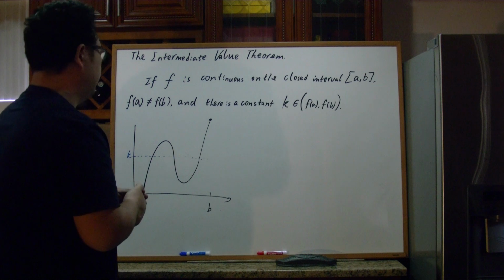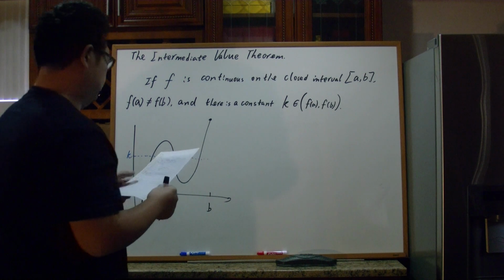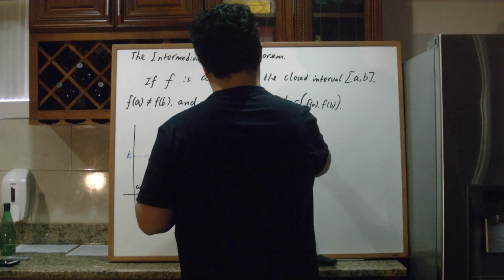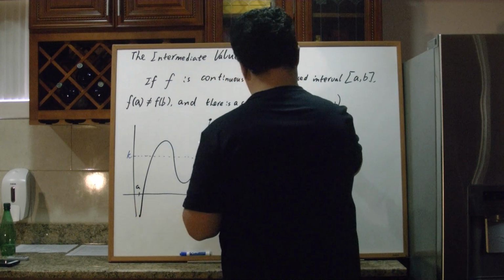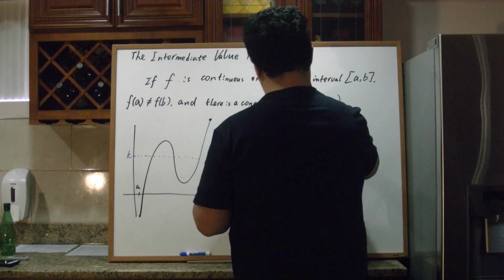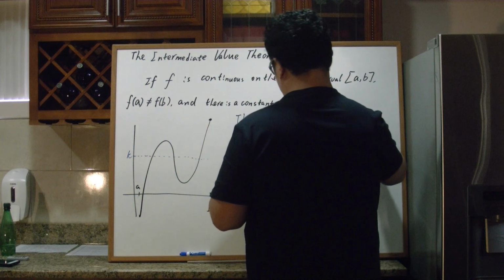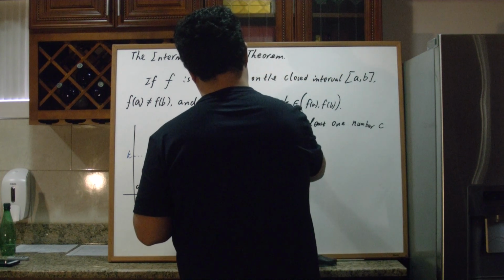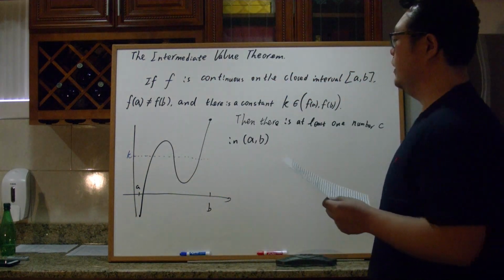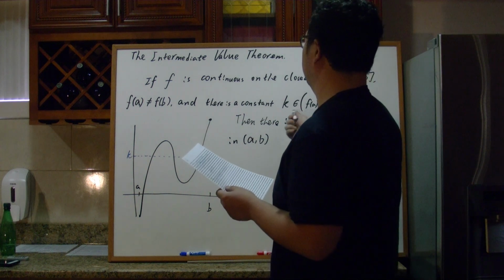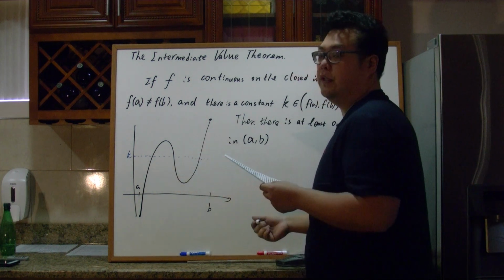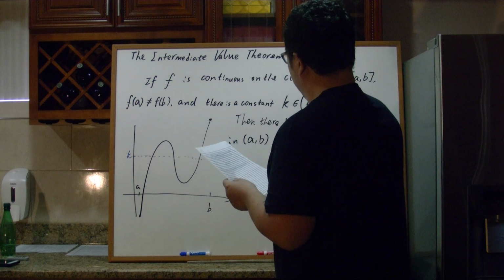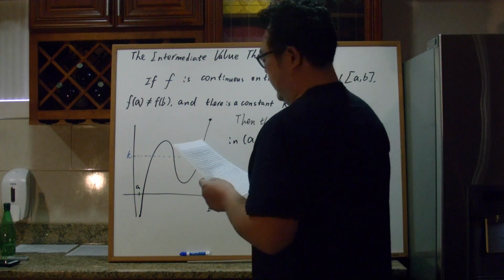So what the theorem says is that when it's continuous, there is at least one number c inside our interval from a to b. It has to be inside because k is not equal to f of a or f of b, so it cannot be the endpoint, right? And such that f of c equals k.